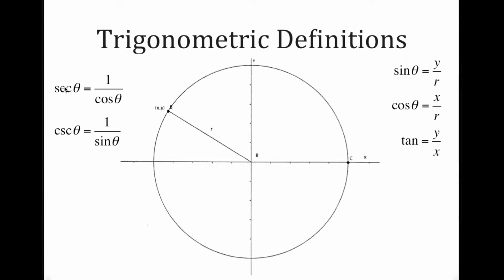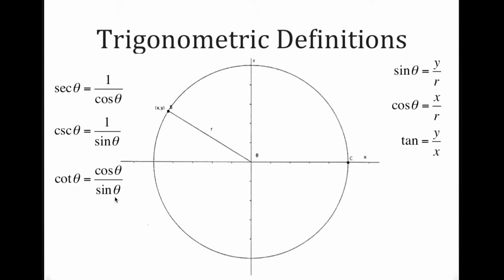The reciprocal of the cosine is the secant, the reciprocal of the sine is the cosecant, and as you've guessed, I'm sure, with only the tangent left, the reciprocal of the tangent is known as the cotangent. Instead of sine over cosine, it's cosine over sine.